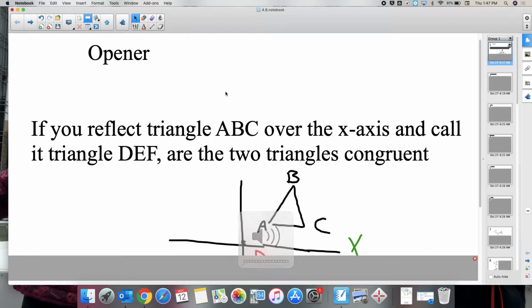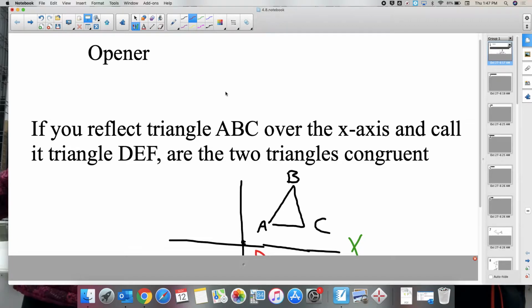Take a look at 4.8. So in 4.8, we're going to deal with our transformations. Now, overall, there are going to be 4 types of transformations we're going to talk about. However, we're only going to do 3 of them today. The 3 we are going to do today are what are known as your congruence transformations.